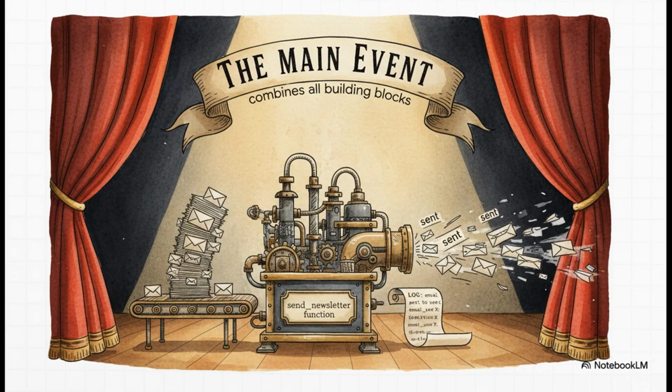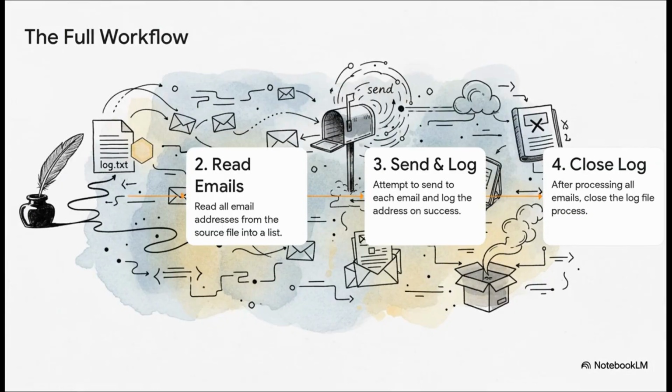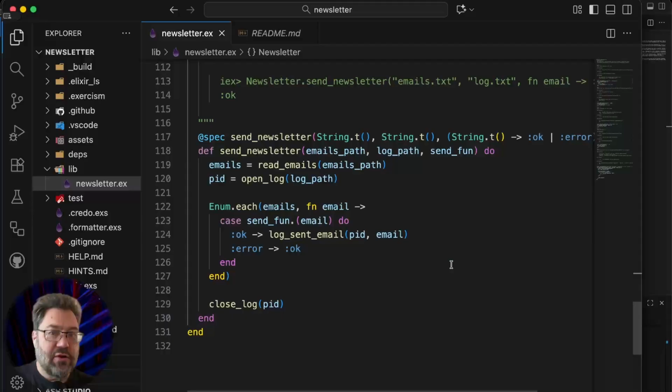And step 5, the main event, the send_newsletter function that ties it all together. And here it is, the whole flow. See how each part is a small, distinct, and testable step? Send newsletter brings it all together. The Copilot solution works, but I have some suggestions I think would make it a little bit better, and I want to show you a couple of other patterns you might see out in the real world.